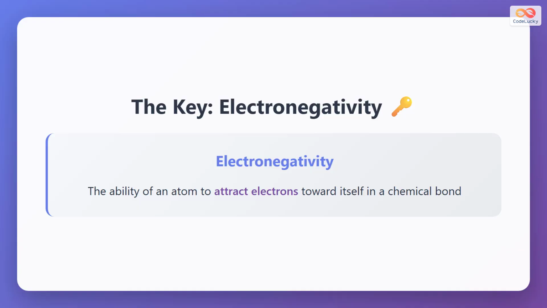The key concept that determines whether a bond will be polar is electronegativity. Electronegativity is the ability of an atom to attract electrons toward itself in a chemical bond. Different elements have different electronegativities. When two atoms with different electronegativities form a bond, the atom with higher electronegativity pulls the shared electrons closer, creating a polar bond.